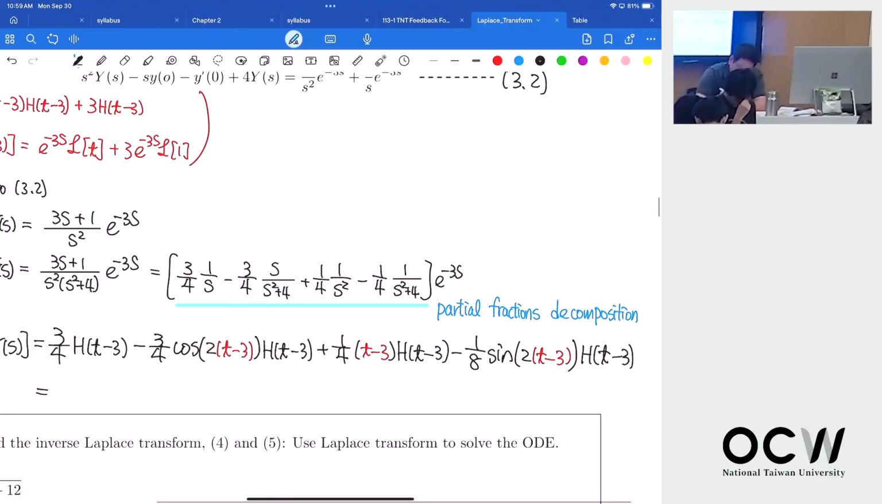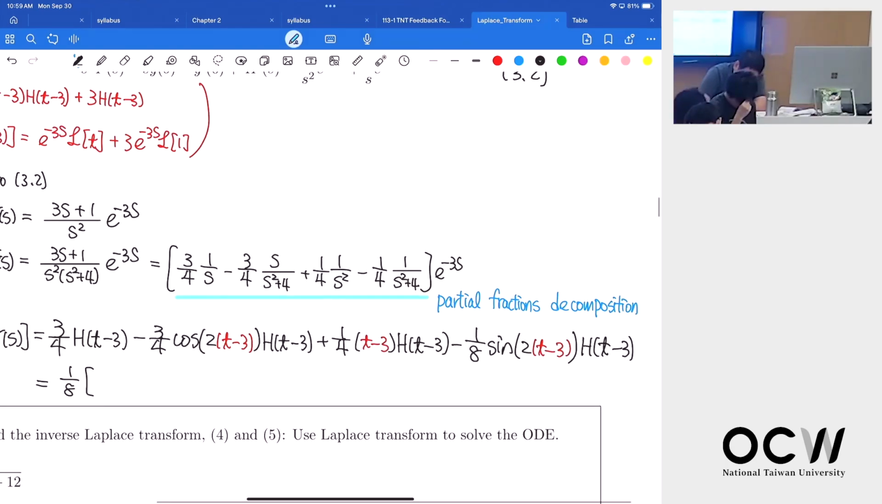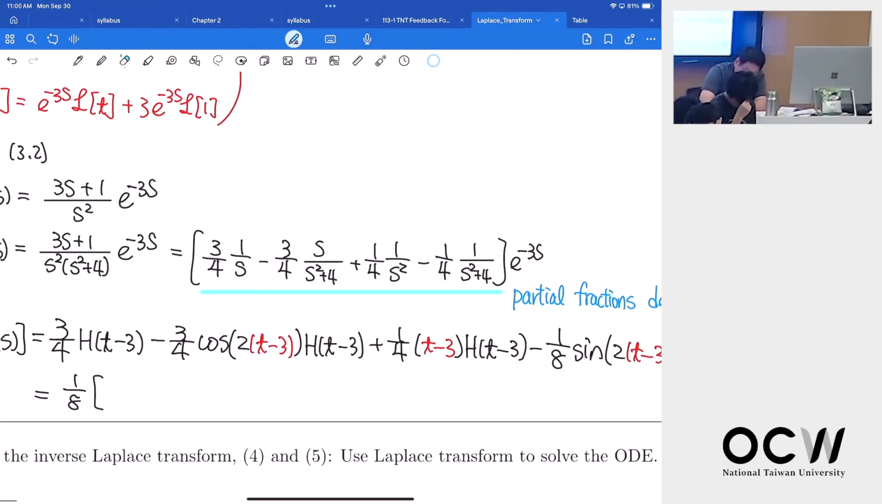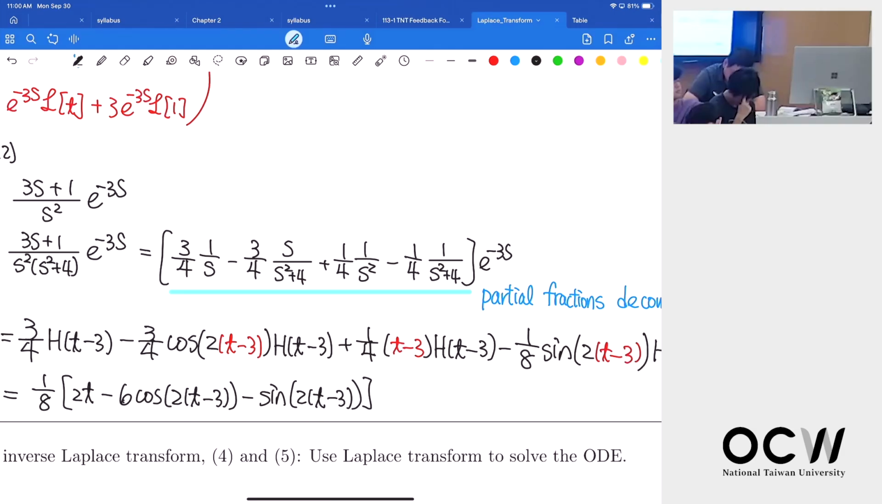So we have the common term, the shifted Heaviside function, so we can put it outside. Then if you rearrange this, we have (2t minus 6) cosine (2t minus 3) minus sine (2t minus 3), times h(t minus 3).